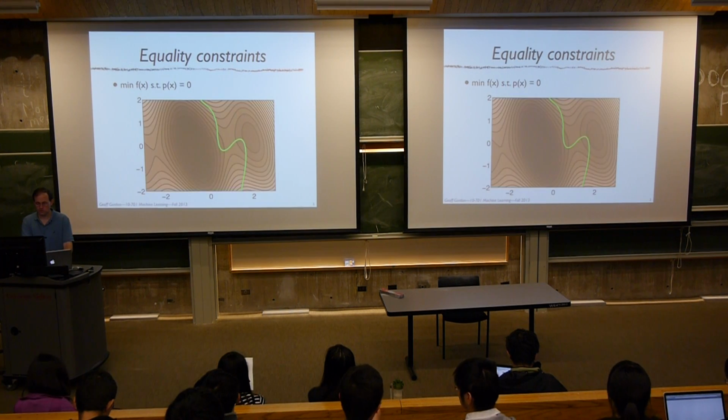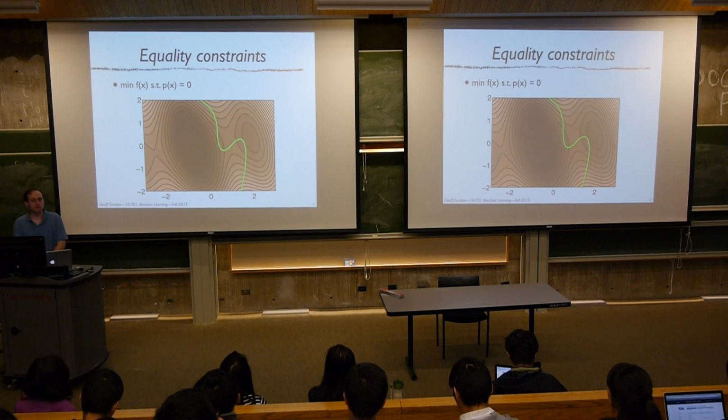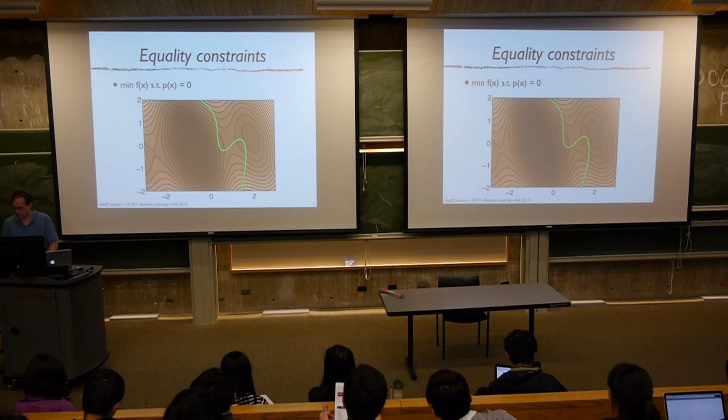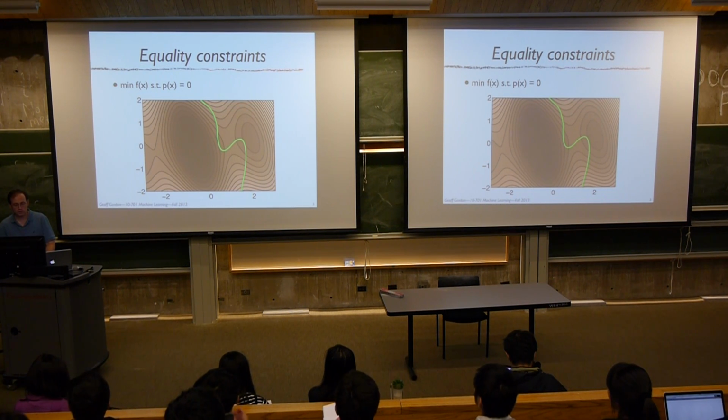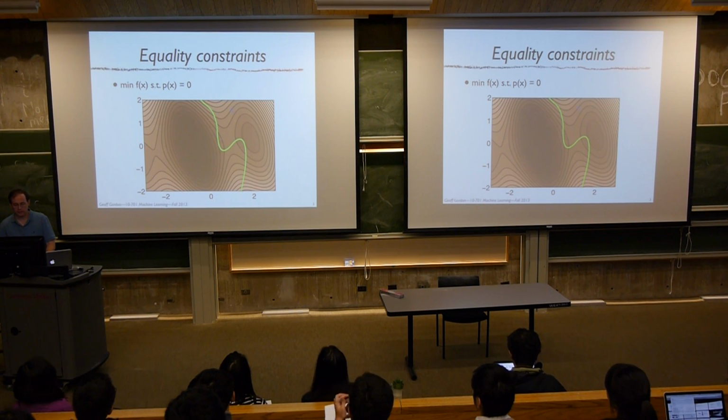At the end of class last time, we were looking at how we might go about extending Newton's method to handle equality constraints. If you remember, these contours were the function f we're trying to optimize. The gradient of f is just an arrow pointing normal to one of the contours. And this surface here is p of x equal to 0. The gradient of p is going to be pointing normal to that surface, right?